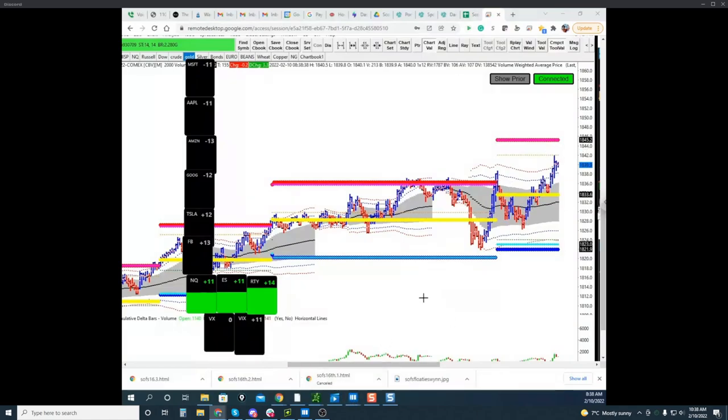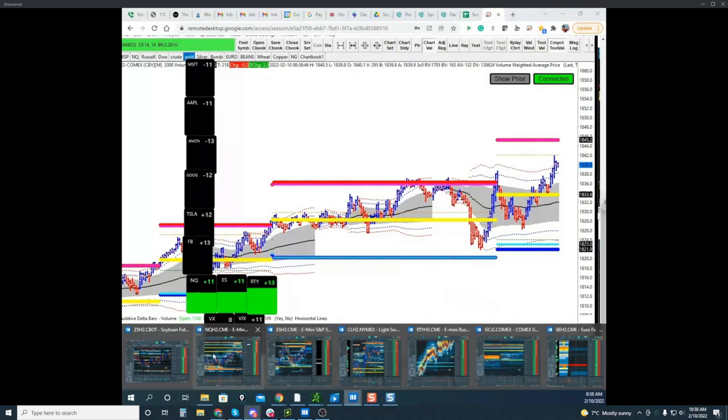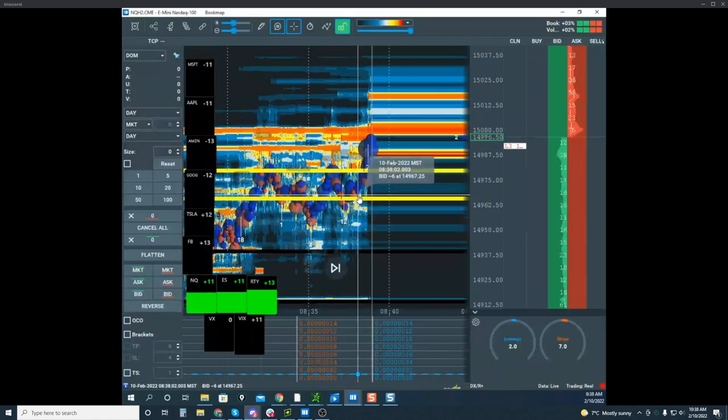152 comp rep. I'll show you this here in a second. This is the trade I missed. NQ stock by NQ. 175 comp rep. Don't the markets know I'm trying to do a webinar and not to be firing off stuff when I'm talking?